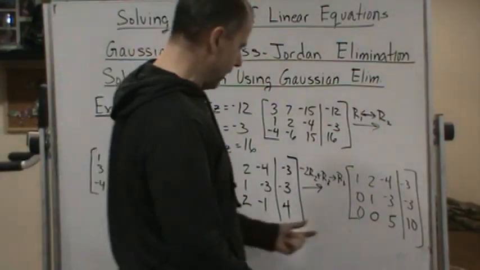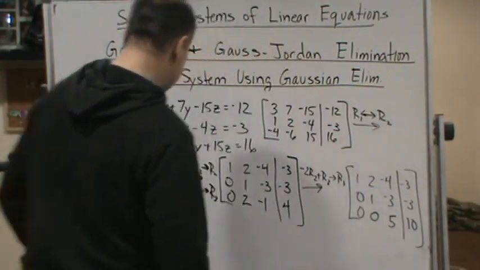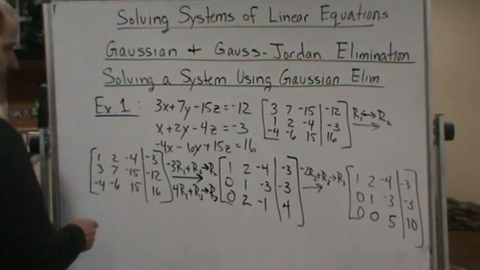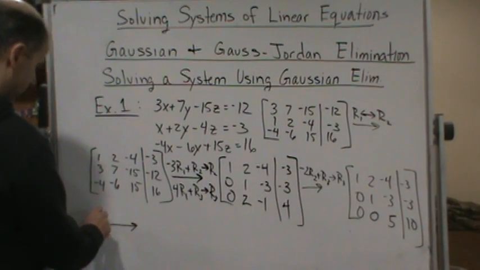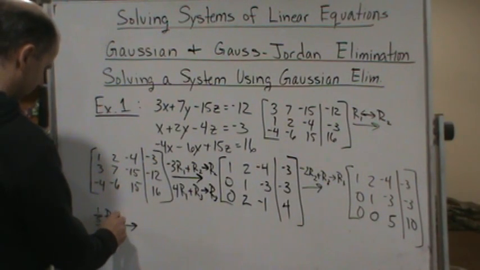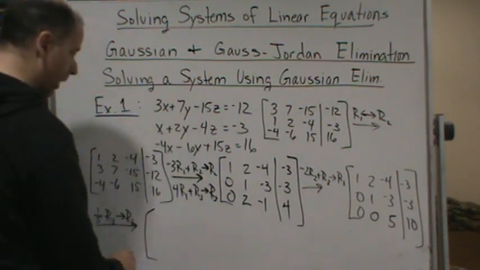And so all we have to do, remember the first step is change this to a 1. Okay, so all we have to do is divide that by 5. So we're going to do what? We're going to take 1/5 of row 3 and replace row 3. So everything else above stays the same.